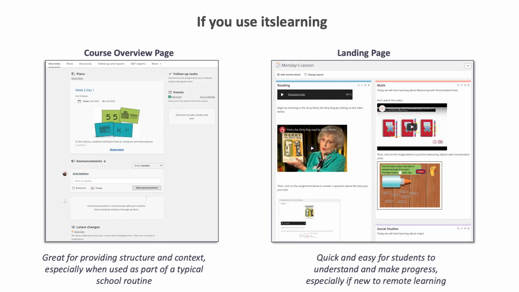Now, if you use It's Learning, you may recognize this course overview page on the left. That's the standard course overview page, and on the right is an example of a landing page. As you can see on the left, the work for the student is not readily apparent. There are steps the student has to take in order to get started on his or her work. When you use a landing page, all the student's work is right there, front and center. They can listen to the directions, play the video, and access the follow-up assignment right in the same place.